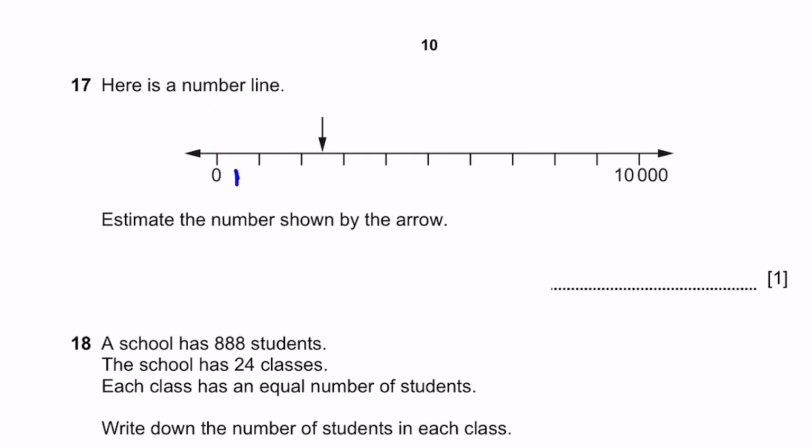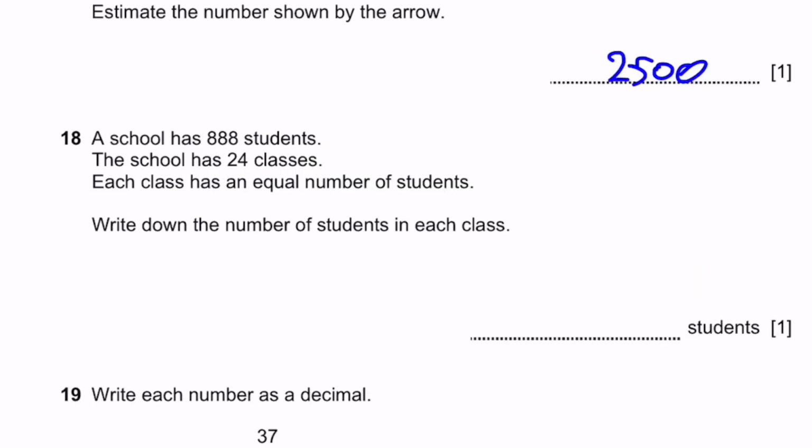Just write that down. That means the second one will be 2,000. Third one will be 3,000. Now this one's in the middle of 2,000 and 3,000, which means it will be 2,500. That's the answer.